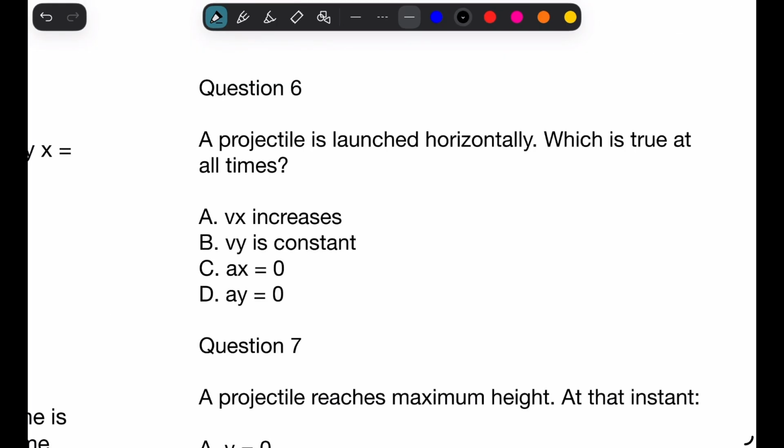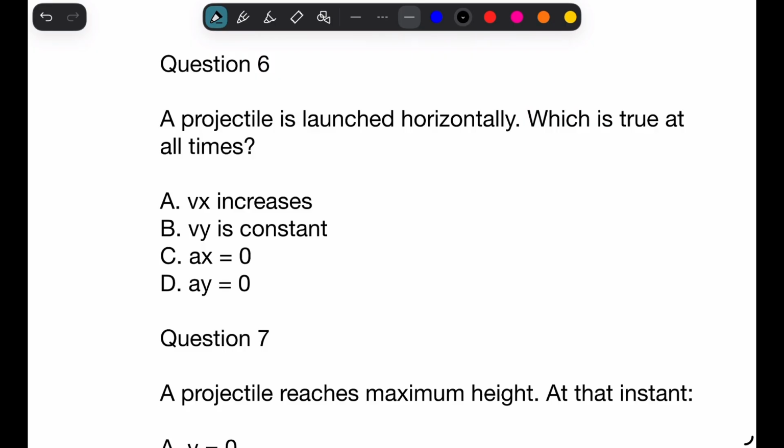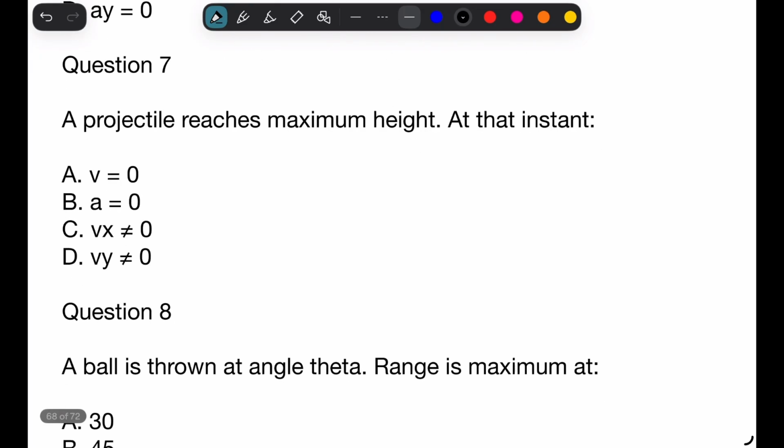A projectile is launched horizontally. What is true? Horizontally, ax is equal to 0 and vx is equal to a constant value. Vertically, ay is equal to g and vy is going to be changing. A projectile reaches its maximum height. At that instant, our answer is going to be that vx is not equal to 0, since vx has to continue the movement this way.